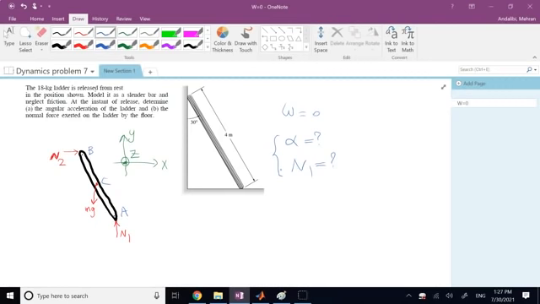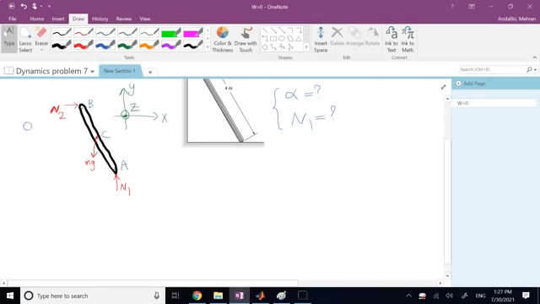Now, how do we solve this problem? Well, as you know, the rigid body has 3 degrees of freedom in plane motion: translation X, translation Y, and rotation Z. So we have 3 governing equations. Let's write them down. Sum of the forces along X direction, which in this case is N2, is equal to mass times acceleration at the center of mass in the X direction. Sum of the forces along Y is N1 minus mg, which is mass times acceleration at the centroid, the Y component.